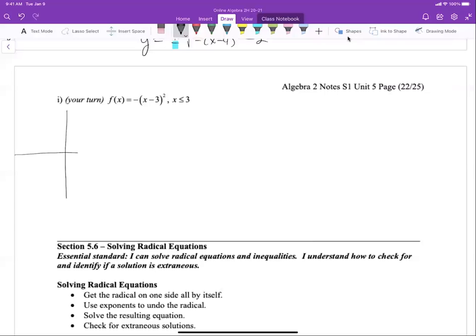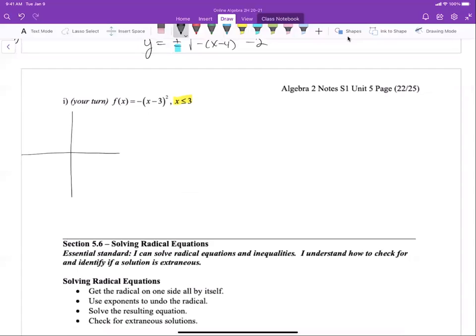Welcome back. What is this graph? It's a parabola that's been reflected across the x-axis, and I'm only looking at the left-hand side because I am looking at values of x less than 3. So it's been shifted to the right 3 and reflected across the x-axis, and so it's going to go down.